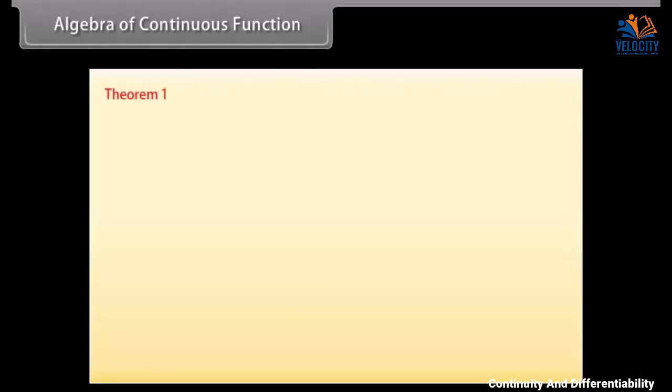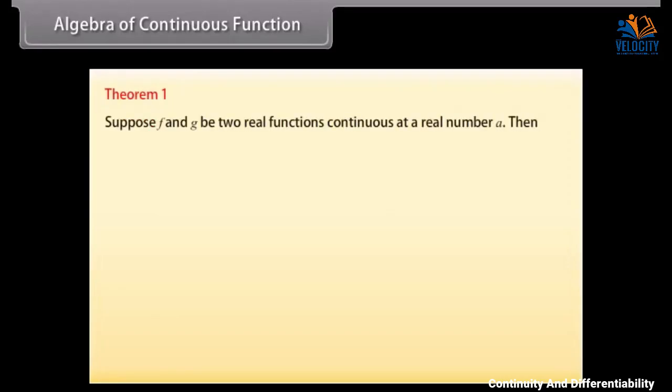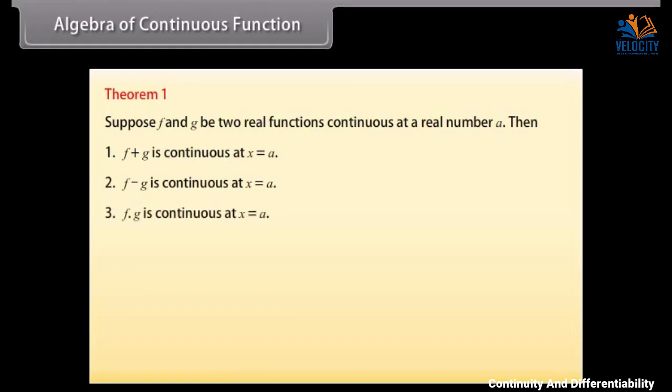Algebra of continuous functions. Theorem 1. Suppose f and g are two real functions continuous at a real number a, then 1. f plus g is continuous at x is equal to a. 2. f minus g is continuous at x is equal to a. 3. f into g is continuous at x is equal to a. 4. f by g is continuous at x is equal to a, g of a not equals to 0.